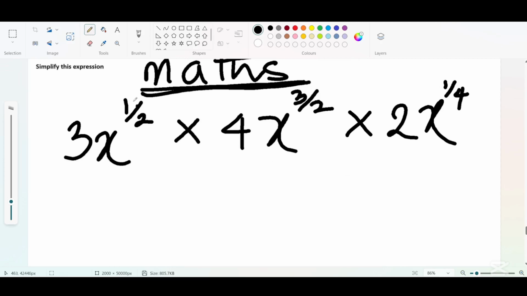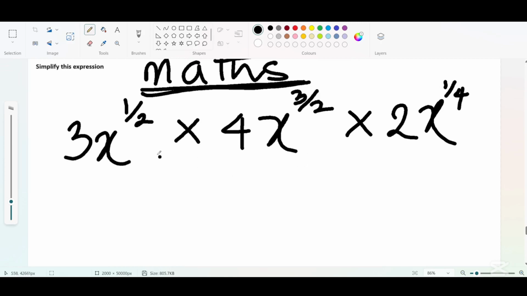We know that each of these is an expression. This one has a coefficient of 3, this has a coefficient of 4, and this has a coefficient of 2. The power of this one is 1 over 2, that of this is 3 all over 2, and this is 1 all over 4. So it has fractional power.